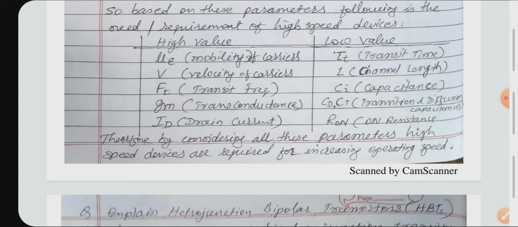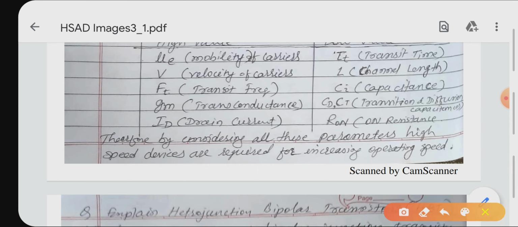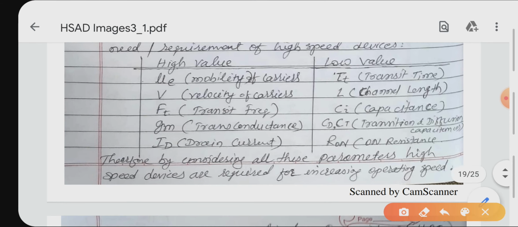Okay, so in the first column there are various parameters whose value should be high, like mobility of charge carriers. As we know, if you consider FET or MOSFET, there is a channel. When we connect the external power supply, that means when we bias the device, we connect the VDS power supply, the charge carriers present in the channel, whether it may be P channel or N channel, are moving from source to drain, constituting the output current or drain current.